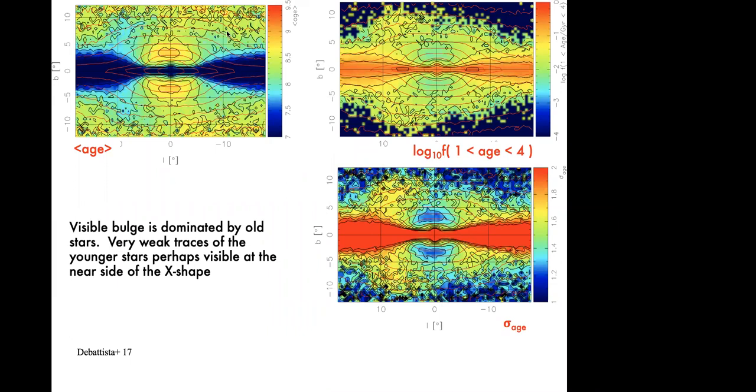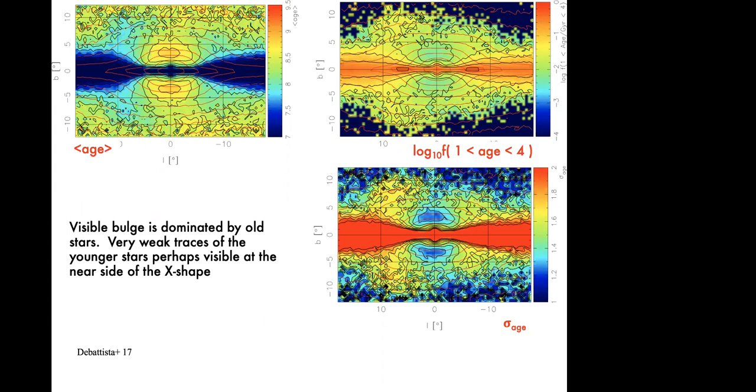This is our map of average ages. If we look at the fraction of stars younger, between 1 and 4 giga years, if we ignore the plane, we only find about 5% of stars in the bulge are this young. And that's comparable with what we observe in the Milky Way. 5% or less of these stars have those sorts of ages.